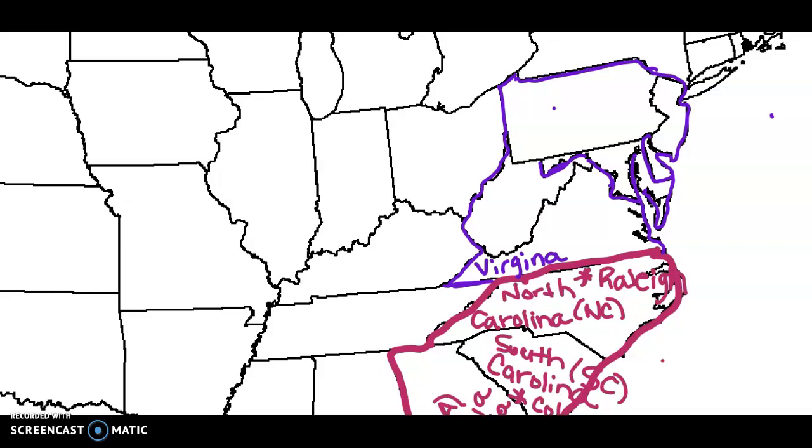Okay. The capital of Virginia is Richmond, and the abbreviation is VA. Over here to the west of Virginia, we have West Virginia, abbreviation WV. Capital is Charleston.